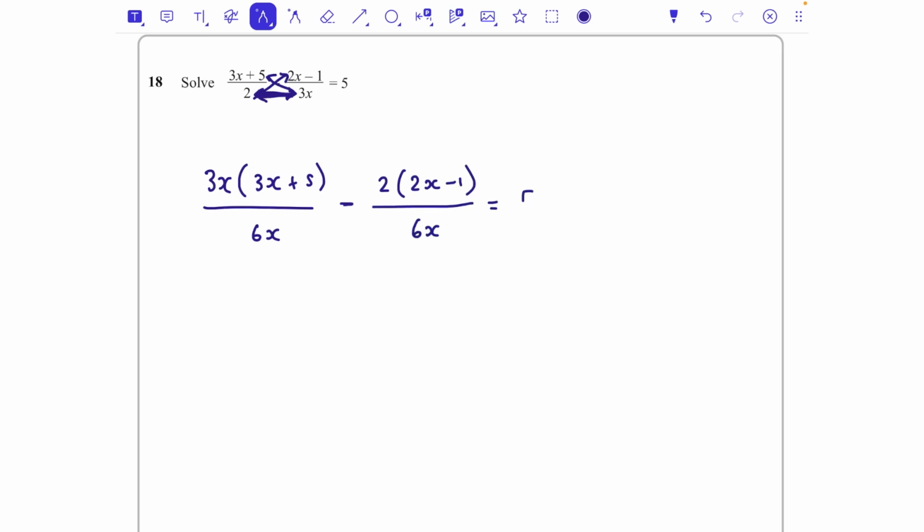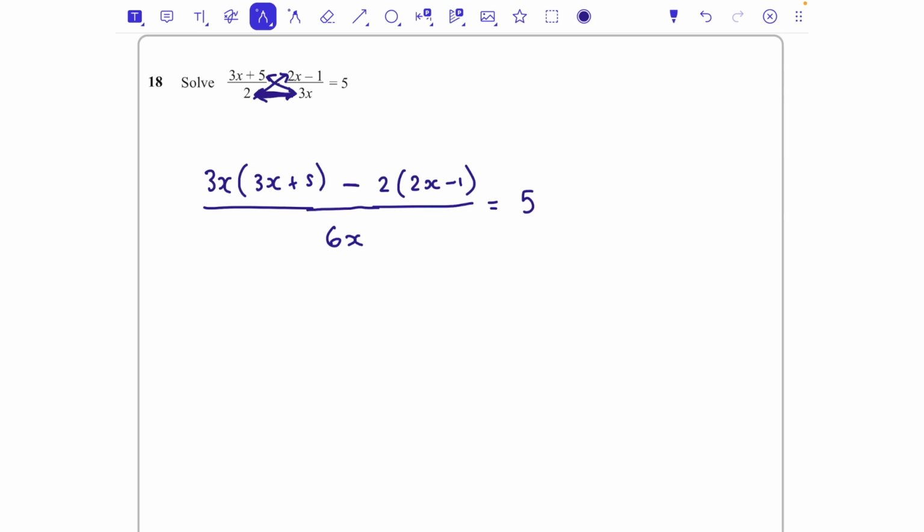Now I haven't actually multiplied anything. I haven't actually made anything bigger or smaller. I've just used equivalent fractions there. So that's all over 6x. In fact, let's just make that one big fraction. So let's put that like that. And that's all over 6x, and there was a minus here.